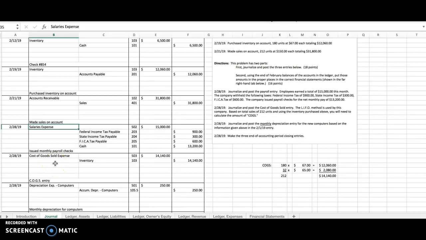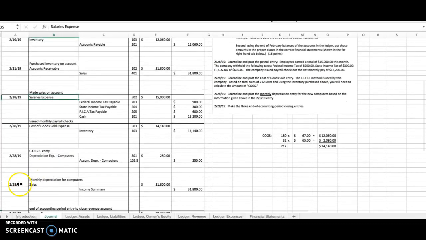One entry closes or makes a 0 balance in the sales account and moves that money to another account called income summary. The second closing entry closes the expense accounts and moves that money to the income summary. And the third closing entry actually closes that new income summary account, moves that money to the owner's equity account. Let's take a look at how that plays out.